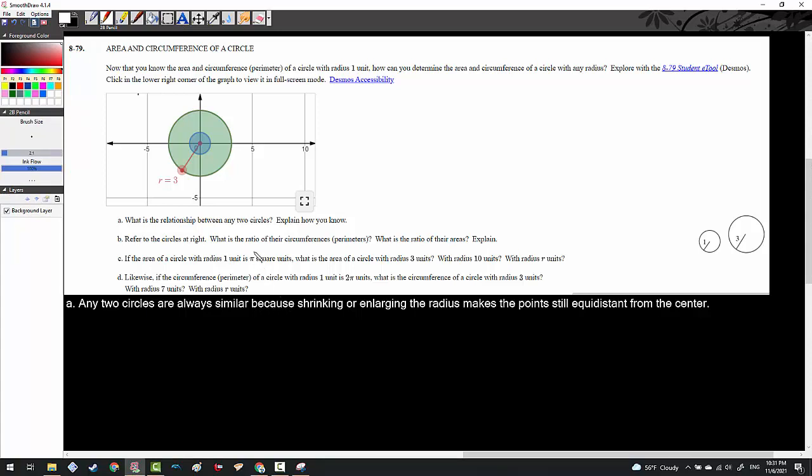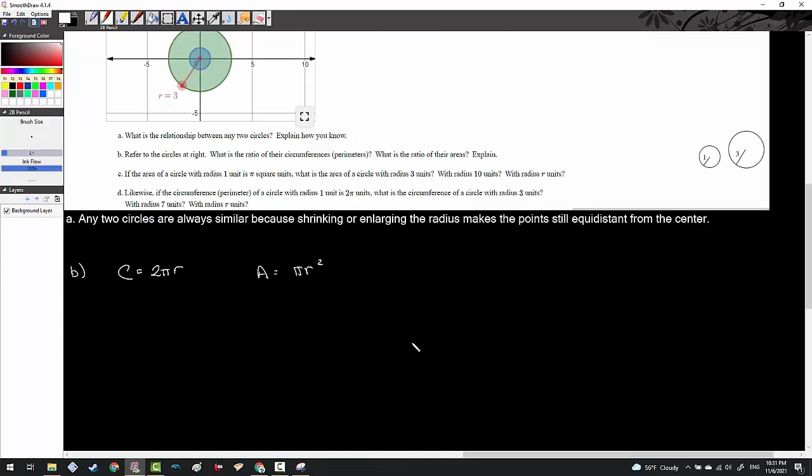So it says, refer to the circles at the right. What are the ratios of their circumferences and perimeters? And what is the ratio of their areas? Explain. So let's talk about how to find the circumference of a circle. The circumference of a circle is equal to 2 pi times r, where r is the radius. The area of a circle is going to be pi r squared, where again, r is the radius also.